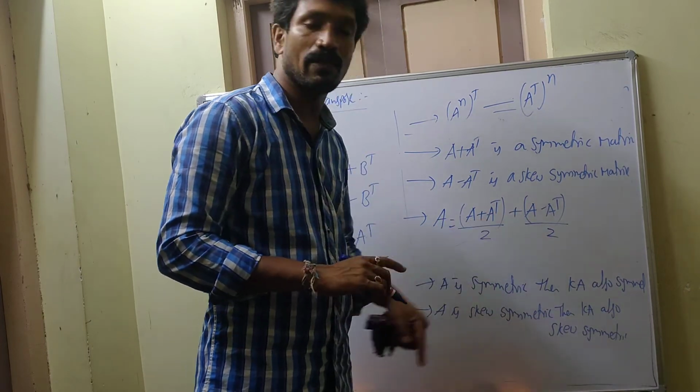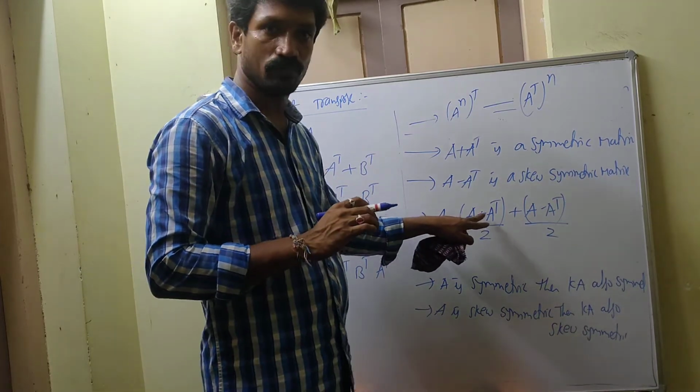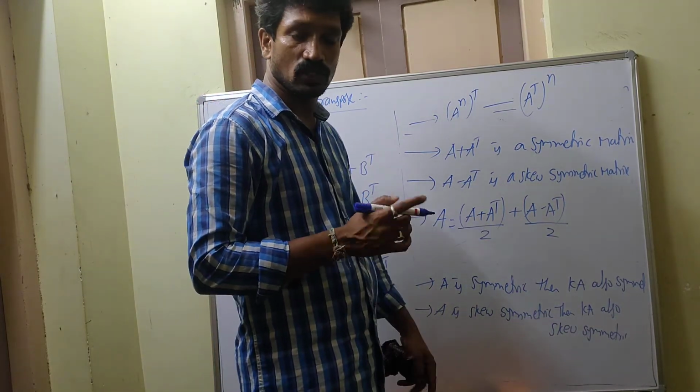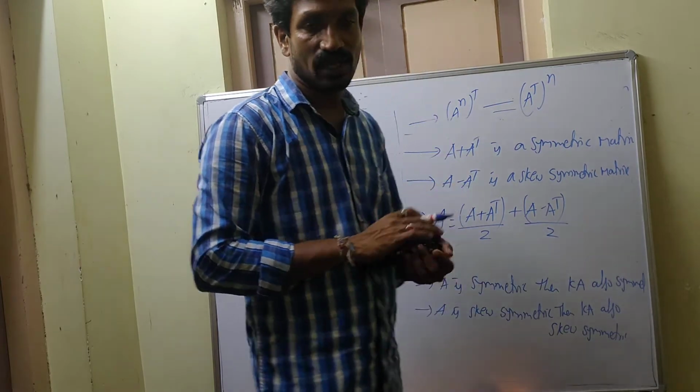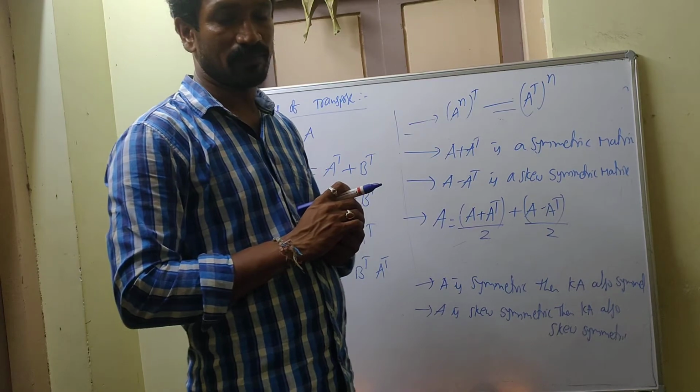Here A by 2 plus A by 2, half plus half, how much? 1. So that is A. So you can write like this: every matrix can be expressed as the sum of symmetric and skew symmetric matrices.